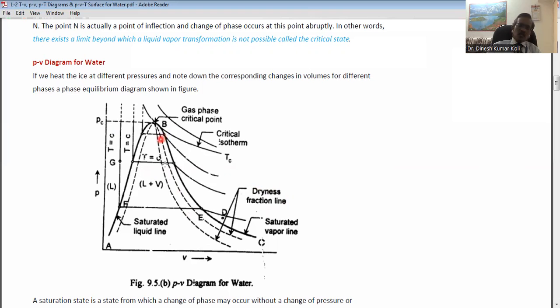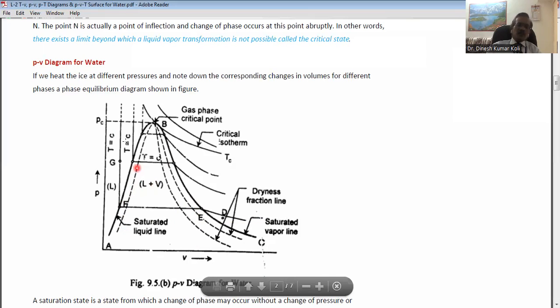If the lines are closer to the dry saturated vapor line, its value will be closer to the dry vapor, because the dryness fraction for the dry vapor is equal to 1 and dryness fraction for the saturated liquid is 0. So the dryness fraction indicates the dryness of the steam. The value will be 0.9, 0.95, 0.8 closer to this point D. And if the value of the dryness fraction is 0.1 or 0.2, it is closer to point F.